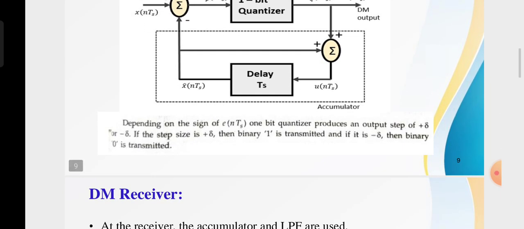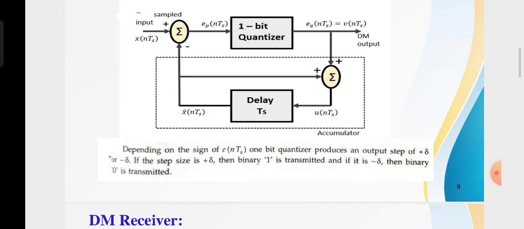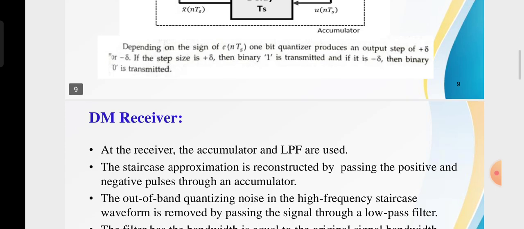So depending on the sign of e of nTs, the 1 bit quantizer produces an output step of plus or minus delta. If the step size is plus delta, then binary 1 is transmitted. If it is minus delta, then binary 0 is transmitted.